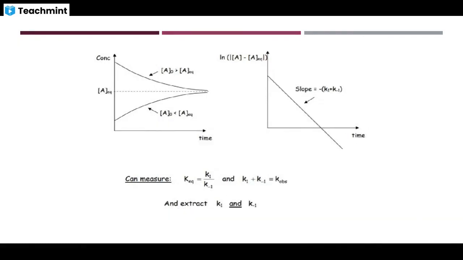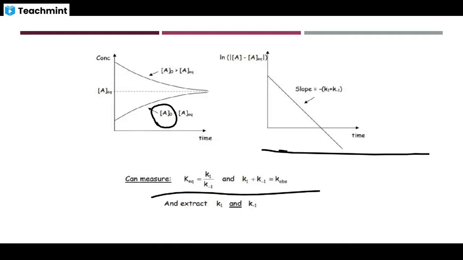Okay, so this is the plotting. So you see the K equilibrium equal to K minus. When the concentration is less than the equilibrium concentration, it tries to attain the equilibrium. If more, it also tries to attain equilibrium. Okay, that is the concept.